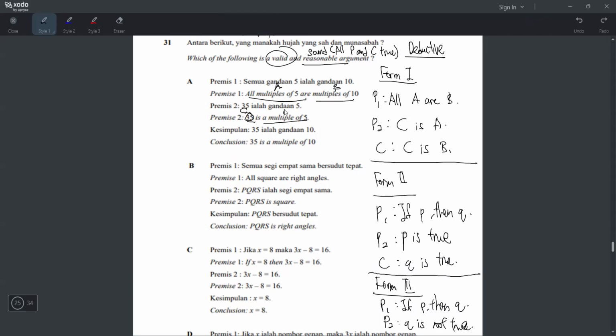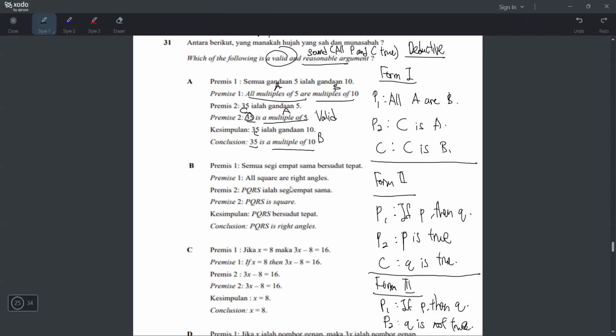So yeah, 35 is A. Multiple of 5 is A. And then 35 is a multiple of 10, this one is B. So is this valid? Yes, because it follows form number 1. So I'll write here, valid. Okay, valid. But not necessarily tak semestinya ini jawapan. Okay, you have to check B, C, D.